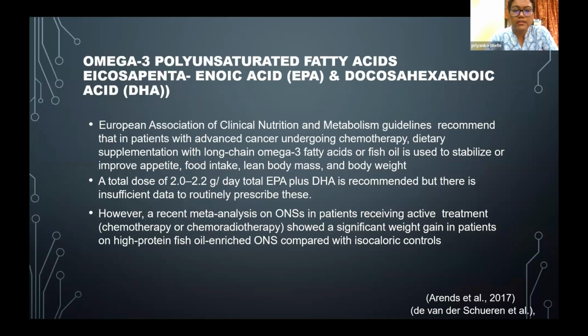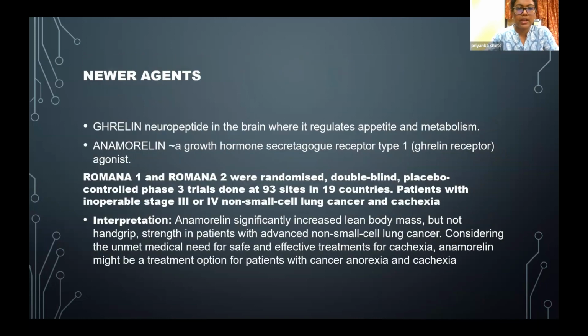However, a recent meta-analysis on oral nutritional supplements in patients receiving active treatment, that's chemotherapy and chemoradiotherapy, showed a significant weight gain in patients on high-protein fish oil enriched oral nutrition supplements compared with the isocaloric controls. Then the neuro agents: anamorelin, a ghrelin receptor agonist. Ghrelin is a neuropeptide in the brain where it regulates appetite and metabolism, binding a growth hormone secretagogue receptor type 1.